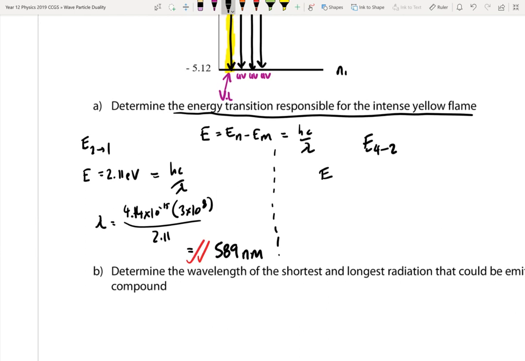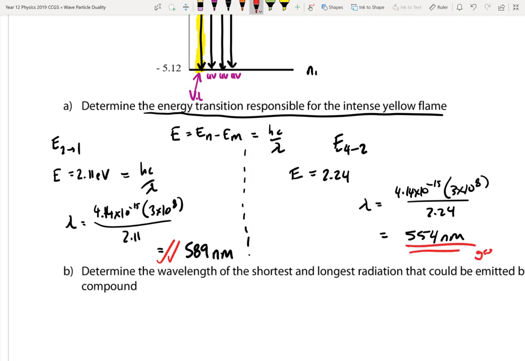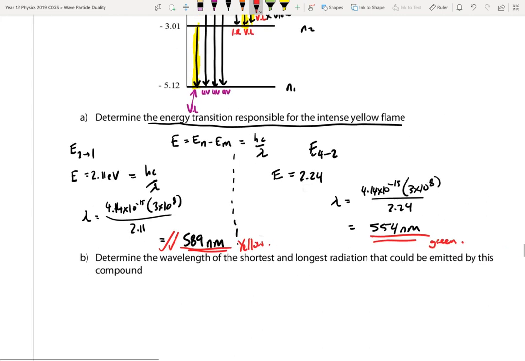Could somebody tell me the energy from 4 to 2? Thank you. I mean, that's 10% more, so I'm expecting the wavelength to be 10% less. What do we get? 554. All right. So, using the poster, this one's probably green. That one is probably yellow. Did we all get that?